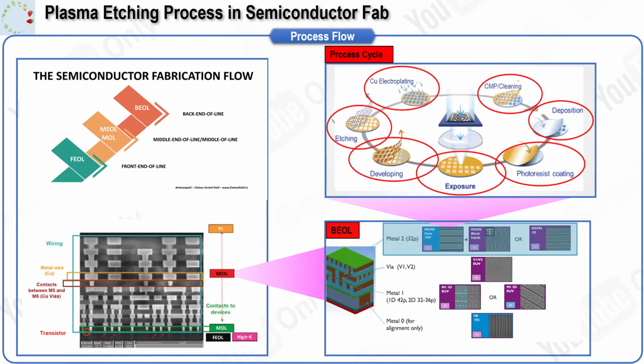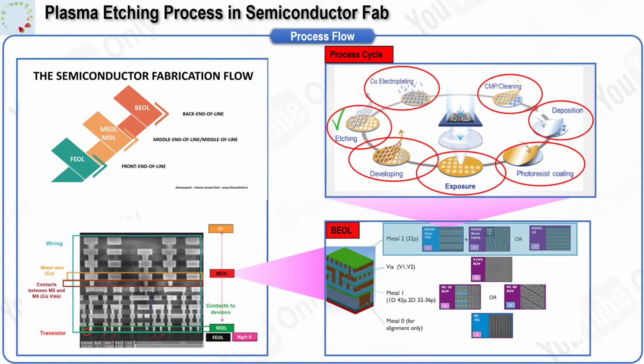Each wiring or via level follows a common process cycle: deposition, photoresist coating, exposure, developing, etching, copper electroplating, chemical mechanical polishing, and cleaning. Photolithography writes the image into the photoresist with precise coating, exposure, and development. Plasma etching then performs pattern transfer. It removes the exposed parts of the target film while the mask protects the covered parts, so the resist image turns into trenches and vias with accurate width and depth.